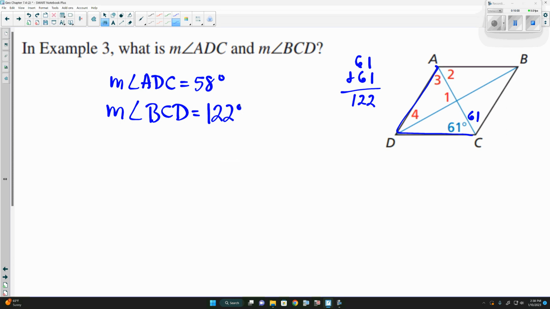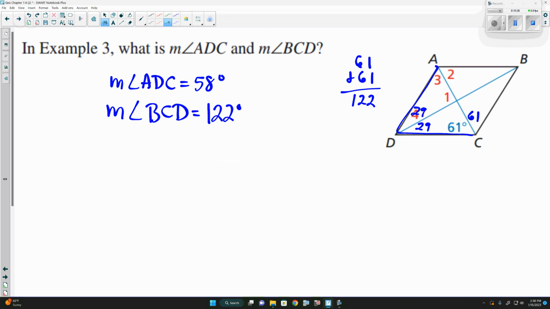Questions on this here? So we know angle 4 is 29. The other angle is 29. Any questions on this so far? We good with this here?